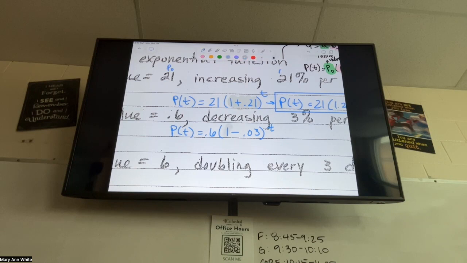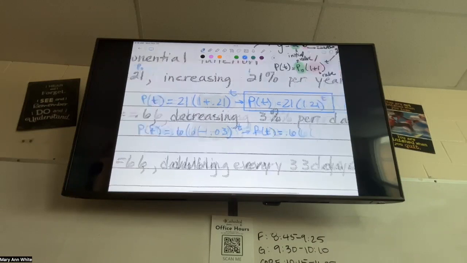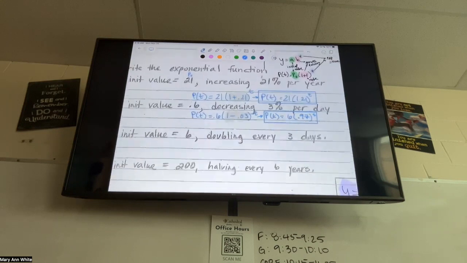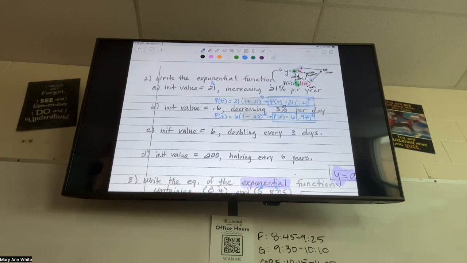Again, the better at this you get, you'll do that 1 minus 0.03 in your head. But just because I'm being dramatic and proving a point, I want you to make sure that you do 1 minus it and you just don't put 0.03 in there. So P of T is equal to 0.6 times 0.97 raised to the T. Everyone's hanging with me so far? Okay. The next one, I'm adding a couple different elements here.